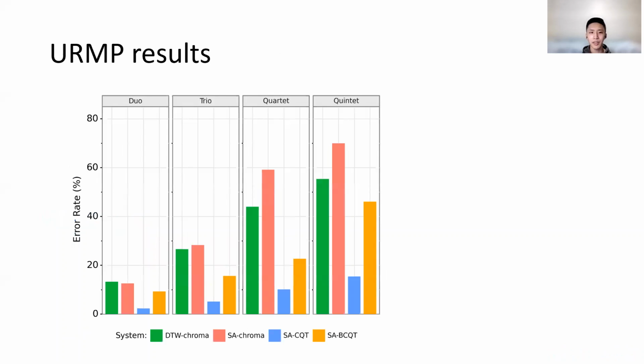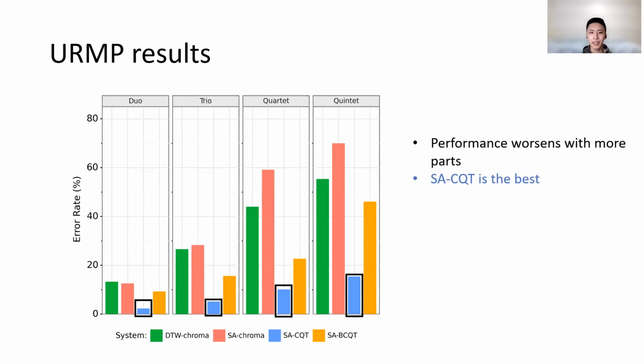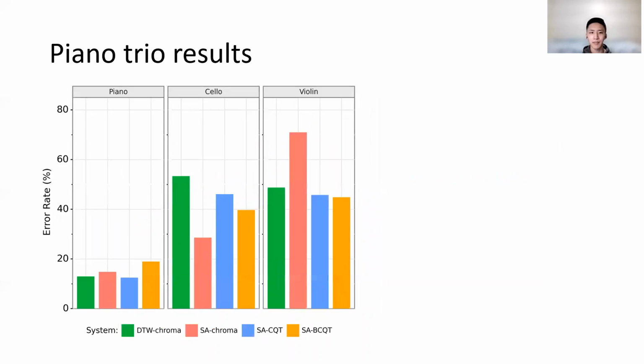These are the results with the URMP data. We compare standard DTW with chroma features and subtractive alignment approaches with 3 different features. There are 2 things to note about this figure. First, the error rate goes up as we go from duos to trios up to quintets. Second, subtractive alignment with CQTs performs best. Here are the results of the piano trio data.